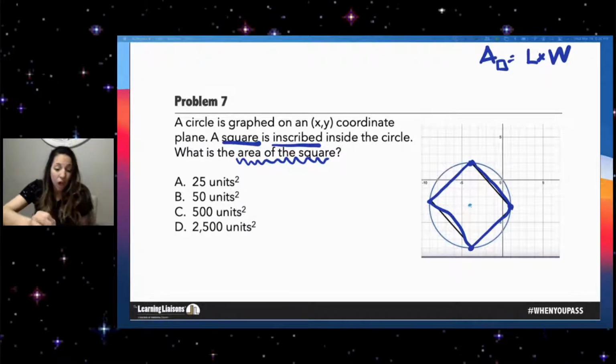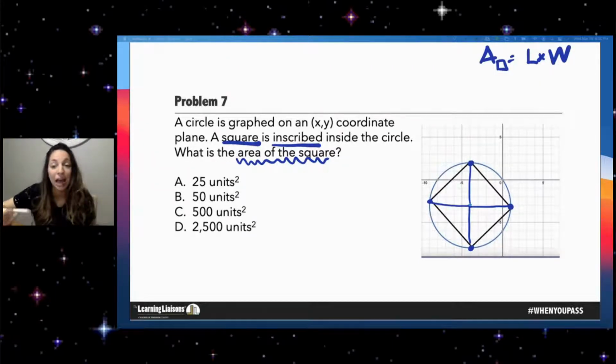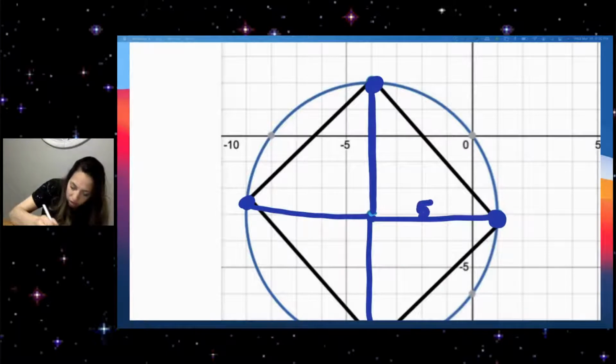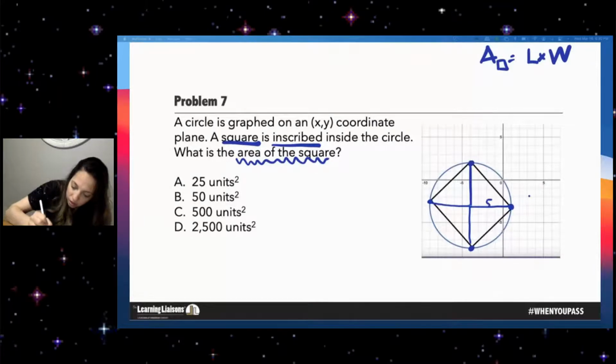Well, what do we know? Let's start there. We know that we have a radius and another radius and another radius and another radius. And what do those radii measure? 5. We already counted that, but we can count them again: 1, 2, 3, 4, 5. So our radius is 5. So that means this is 5, this is 5, this is 5, and this is 5.